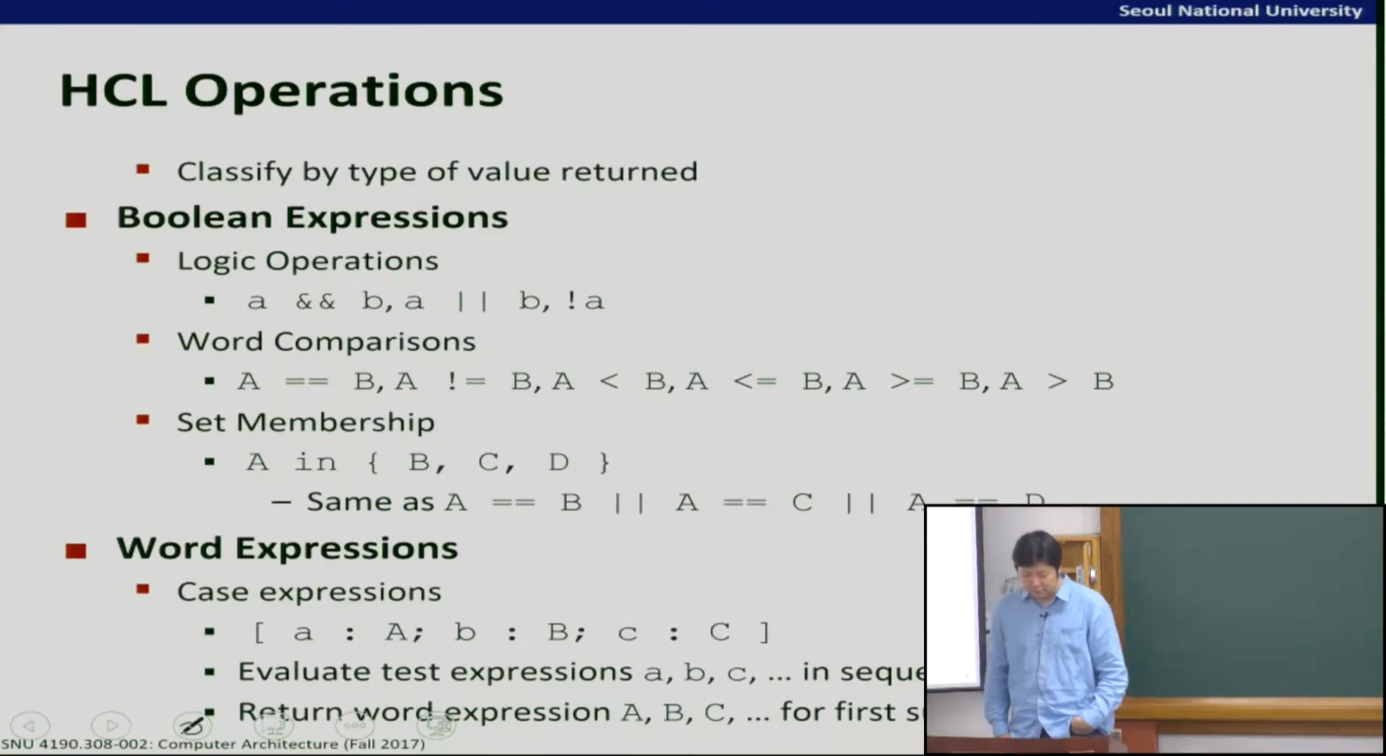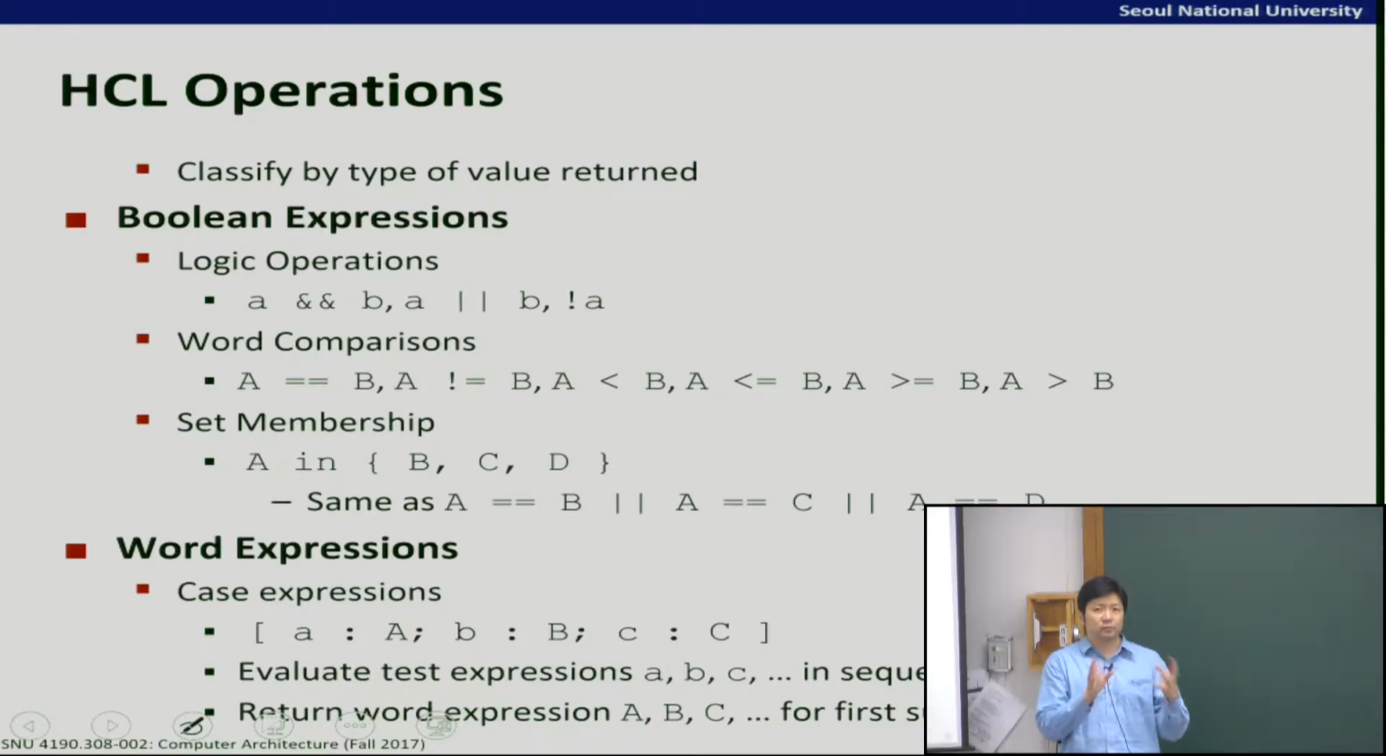There are Boolean expressions such as logical expressions, like and, or, not. Those are all the logical operations. Then there are word comparisons. We can compare the values of two words to generate a one-bit output, like a Boolean true or false. They may be equal, greater than, less than, and so on.